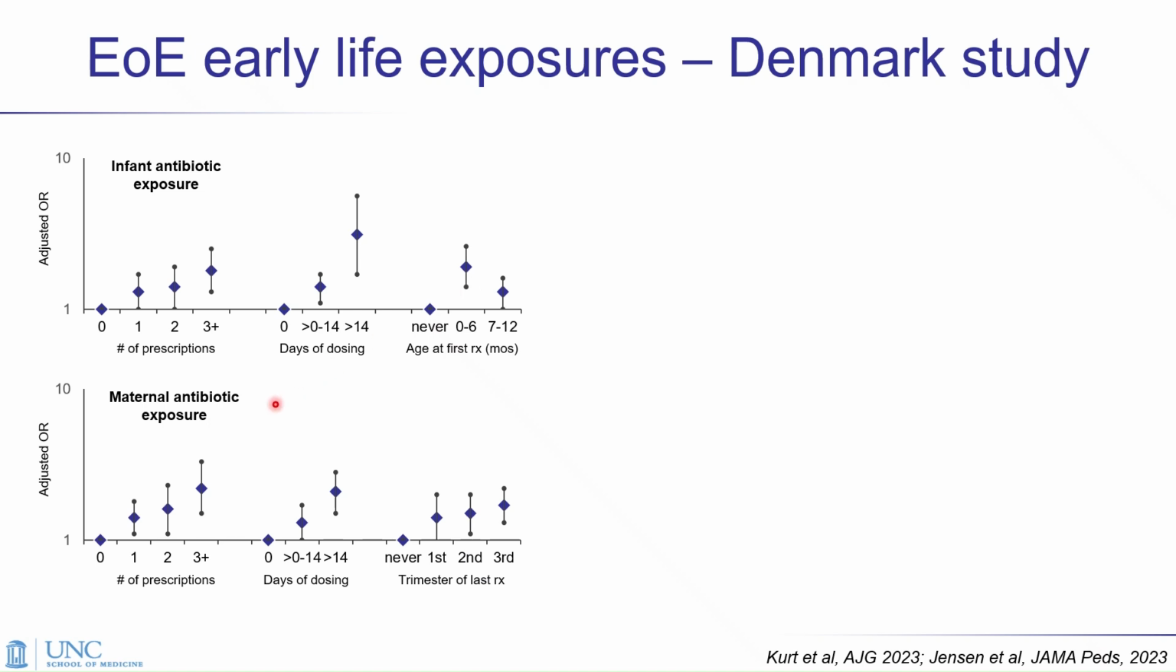And it wasn't just the babies. If their mothers were exposed to antibiotics during pregnancy, they had a higher chance of having a child with EoE compared to mothers who did not get antibiotics. And that's the same thing with increasing days of dosing, and perhaps there's more chance of having the child ultimately have EoE if the antibiotics are later in pregnancy.